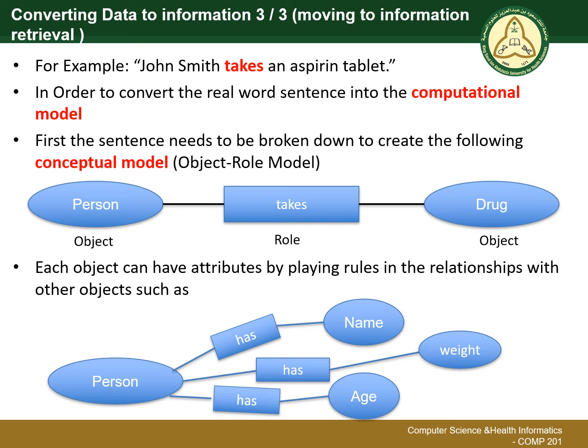Each object can have attributes. Each object can have characteristics. For example, if we take the person object, what could be the characteristics or attributes of the person? The person has a name, the person has a weight, the person has an age. So the name, weight, and age are attributes.